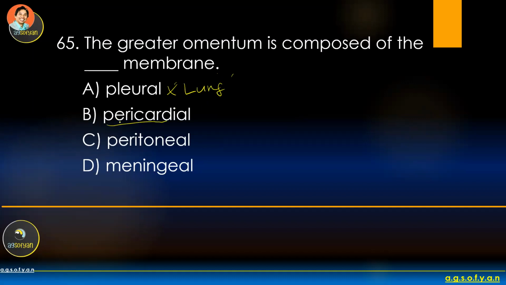Pericardial, remember we already talked about the heart. So this is the one that covers the heart. Peritoneal, this is the one that covers organs in the abdominal cavity. So this is the answer. How about meninges? Meninges is the one for the brain and spinal cord. So the one that protects the brain and spinal cord is called the meninges. So the answer should be peritoneal membrane.